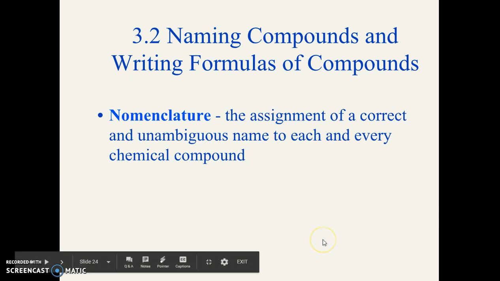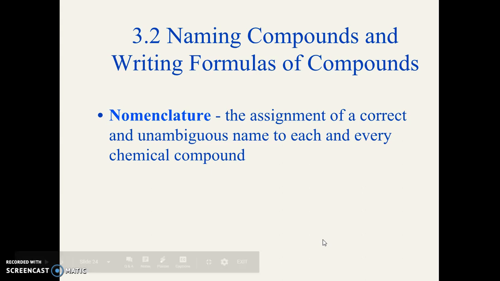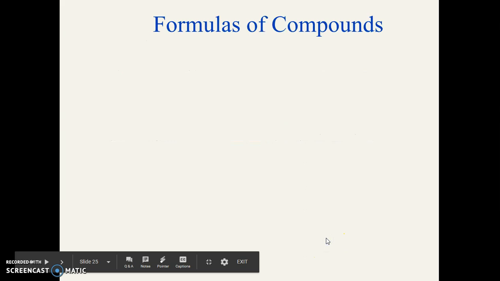So this is the unit of nomenclature. Nomenclature is just the assignment of a correct and unambiguous name to each and every chemical compound. Unambiguous means that each compound is going to have a different name. Common names can cause confusion, especially if you're talking about multiple languages or people aren't as familiar with some substances as others are. So common names are not something that we want to rely on and use, so we have to have some sort of systematic naming system.